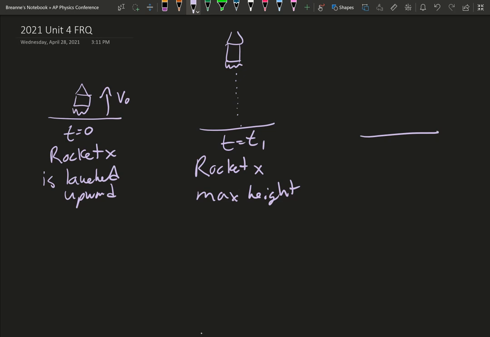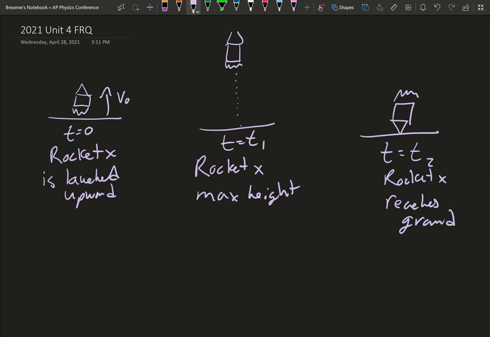We have another snapshot. Our little rocket is upside down now. And this is some other time, time t2. Again, still dealing with rocket X, and this is when it reaches the ground. So the rocket gets launched up, gets to max height, and comes back down to Earth. And then it has a nice little paragraph explaining it. And of course, it's in AP terminology, so we're going to try to break it down to make things a little bit easier.